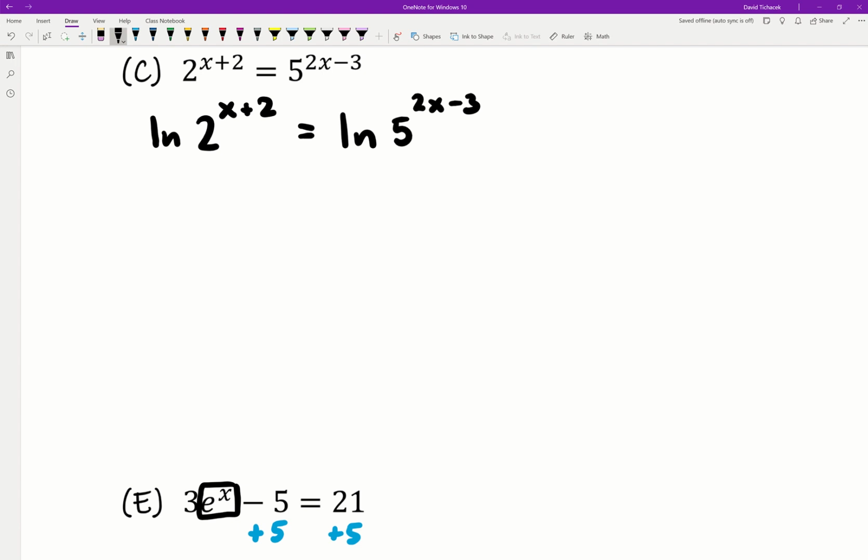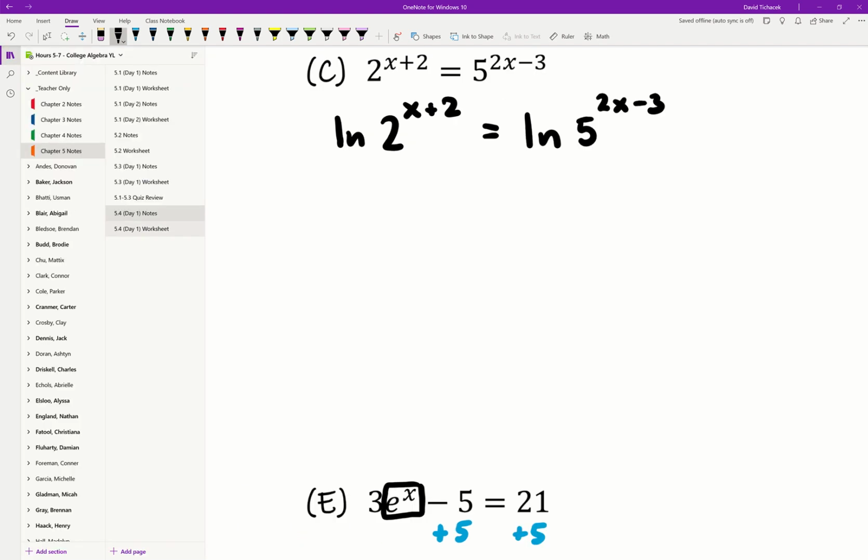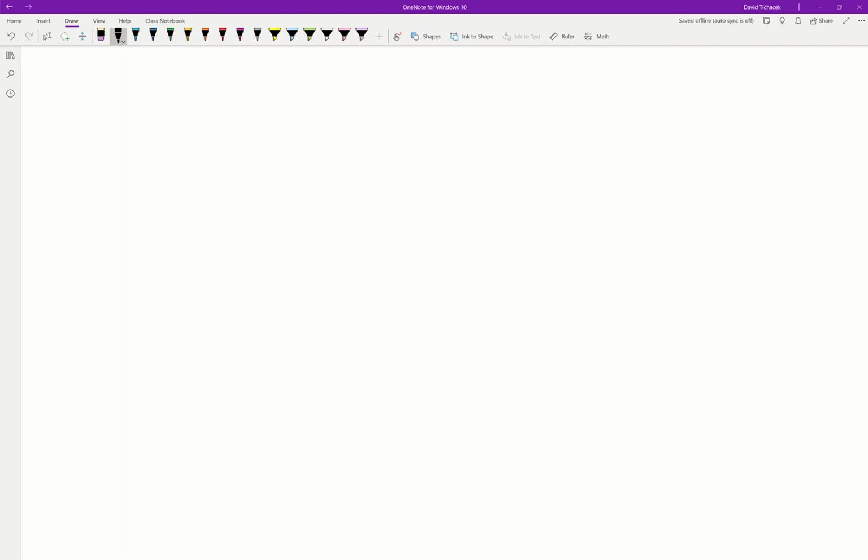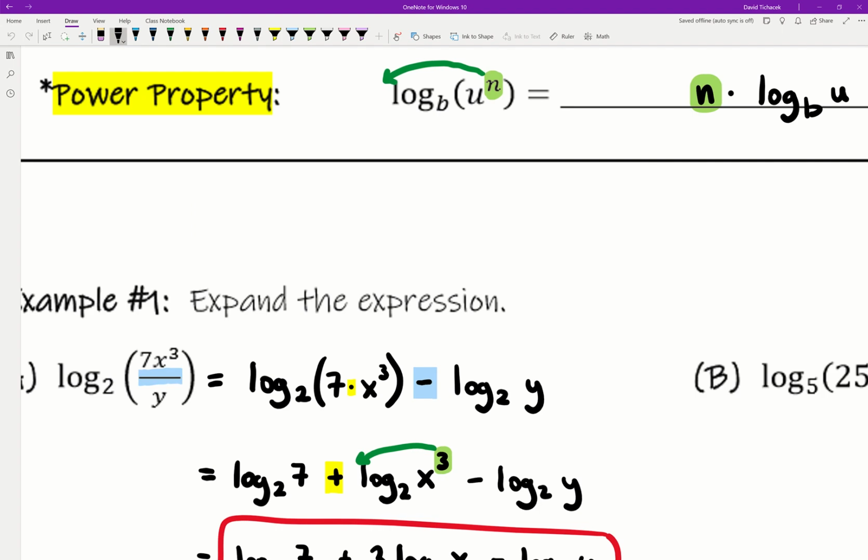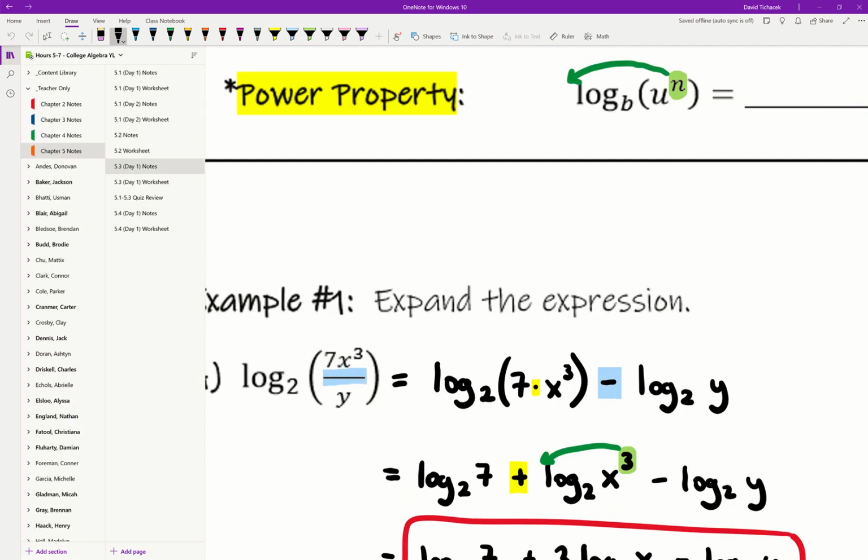Well, what this allows us to do, if you recall back to your 5.3 notes, when we were expanding and condensing expressions involving logs, is we have this property up at the top. This is your power property, and this is actually the third bullet point of your notes today, which says that if you take a log of an exponential, you can take that exponent and write it in front of the log, okay? This is one of the things we did whenever we were expanding and condensing logarithm expressions back in lesson 5.3.